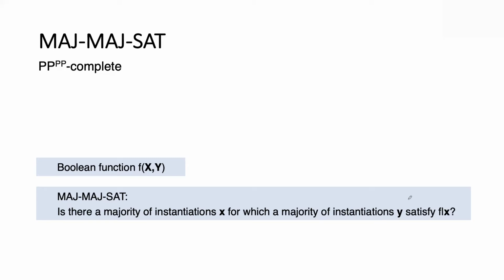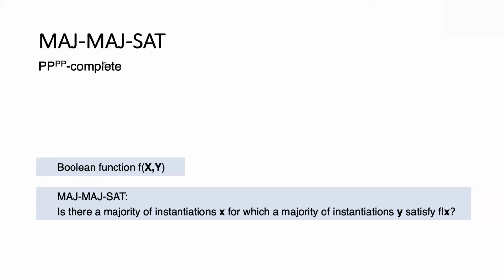So there's an exponential number of instantiations here, an exponential number there. I want you to go over these basically one by one, and for each one of them, condition the function on that, and then, because this now is a function over only the Y variables, ask, do the majority of Y satisfy that? That's basically what MAJ-MAJ said. And of course, this is the decision version. This is the simple prototypical problem for this class. It is PP to the PP complete, meaning it represents this class and it's the hardest in that class.